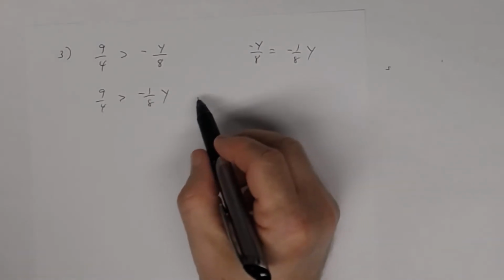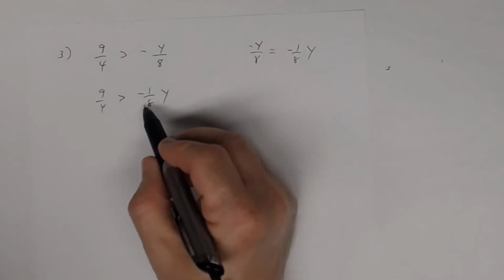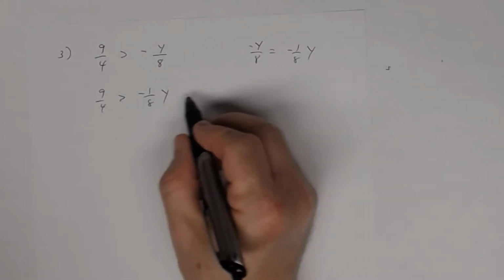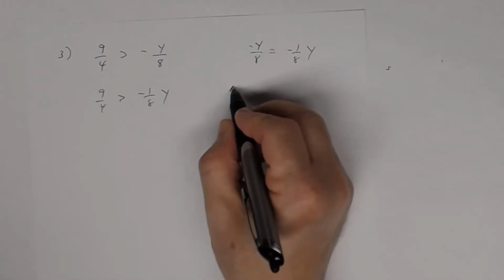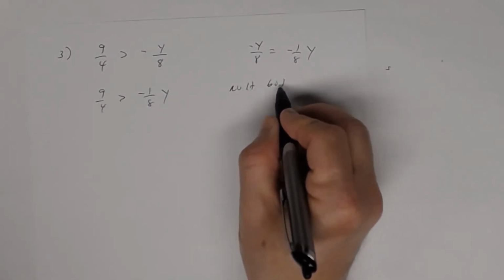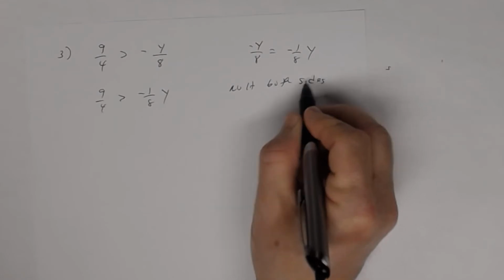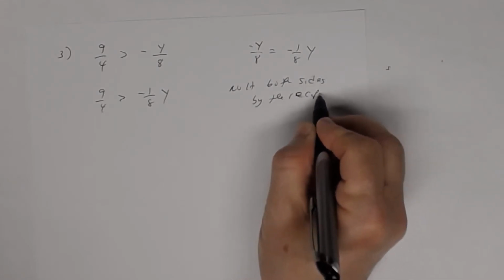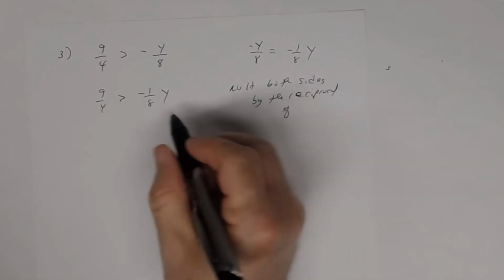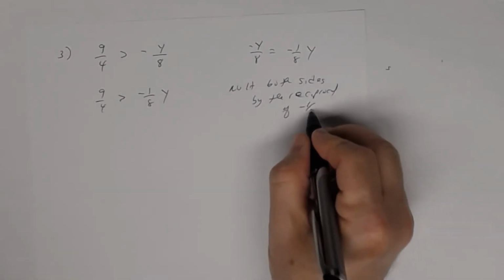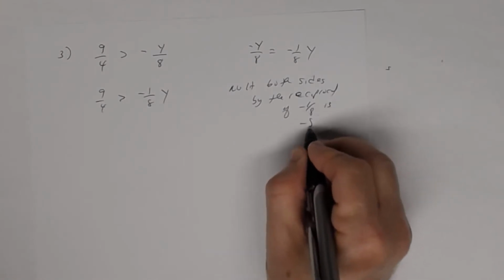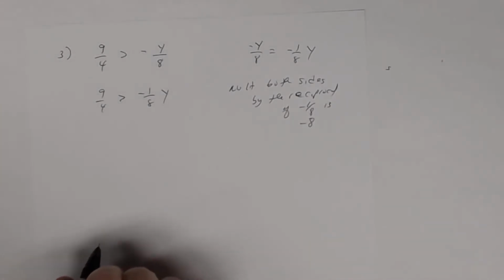All right, so just like we did before, you want this to be a 1 right here. You want to get y by itself. So right now the coefficient of y is a negative 1/8. So we're going to multiply both sides by the reciprocal of negative 1/8. And so the reciprocal of negative 1/8 is negative 8, right? The reciprocal of negative 1/8 is negative 8.